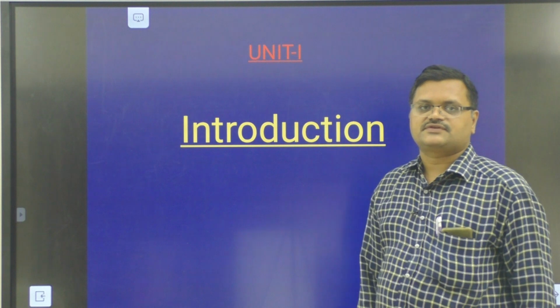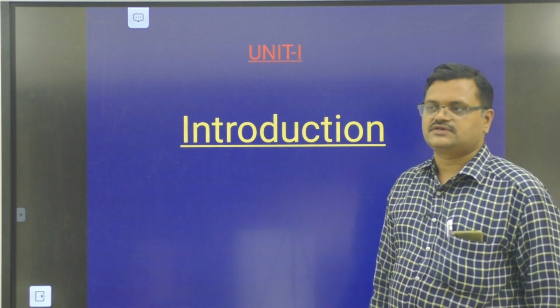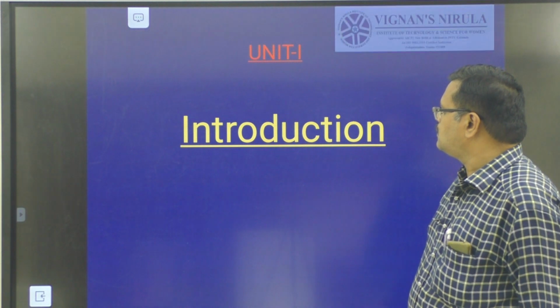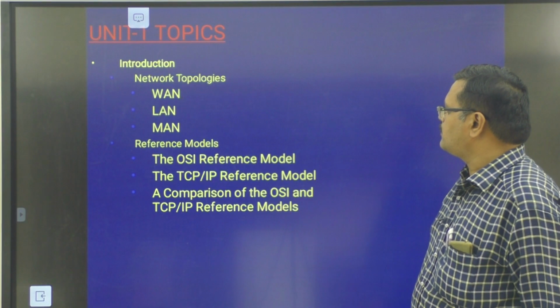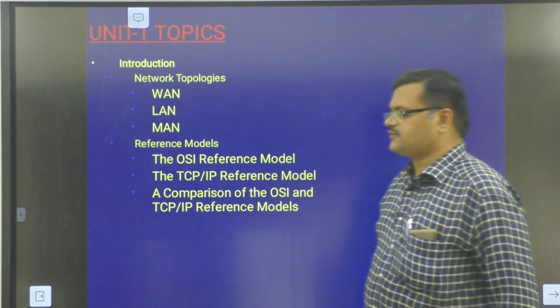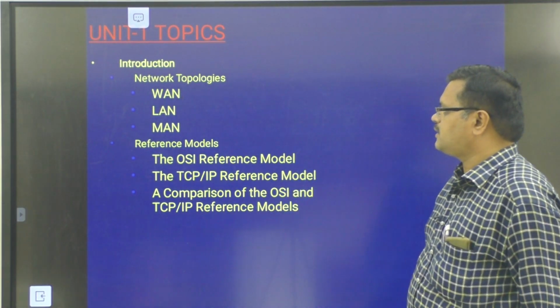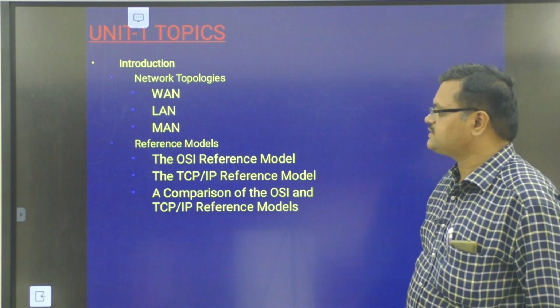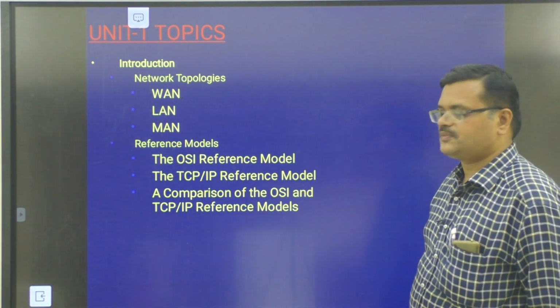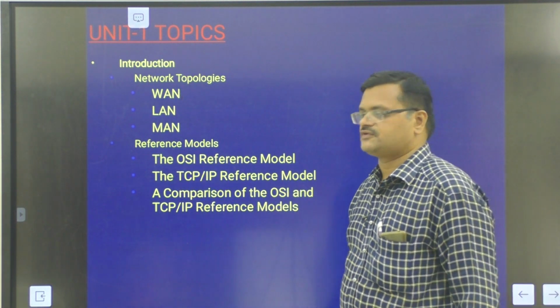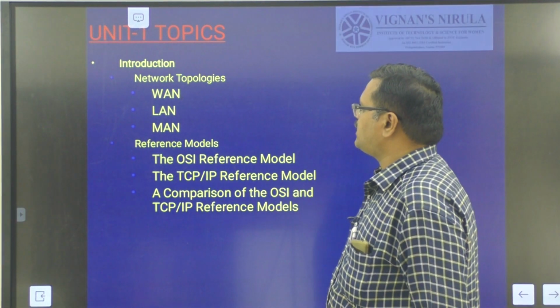Today we will discuss the first topic in computer networks, that is Introduction to Computer Networks. So we will discuss first network topologies, and then WAN, LAN, MAN, and then we will discuss reference models, that is the OSI reference model and the TCP/IP reference model. After that we will compare the OSI reference model with the TCP/IP reference model. So first is network topologies.